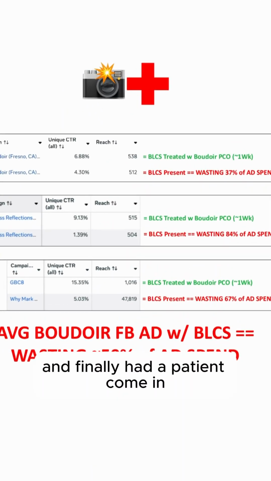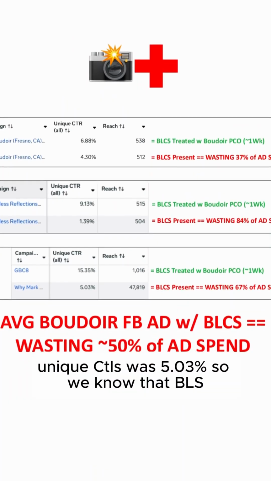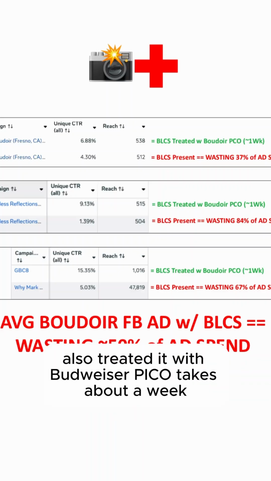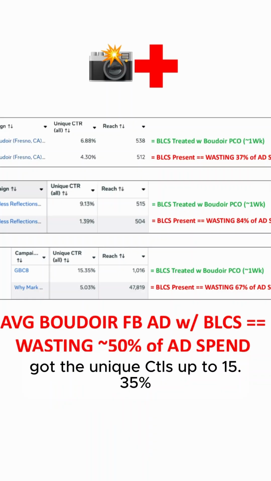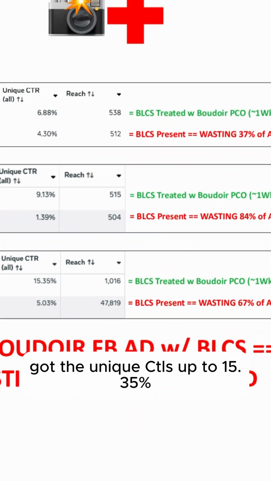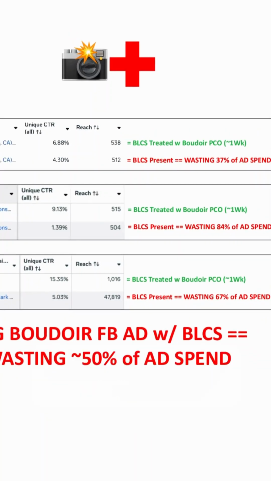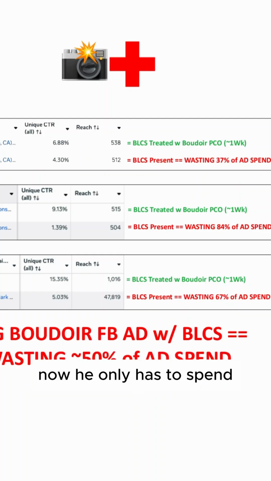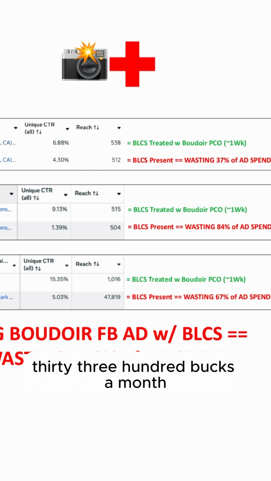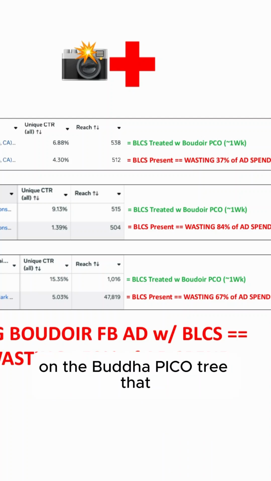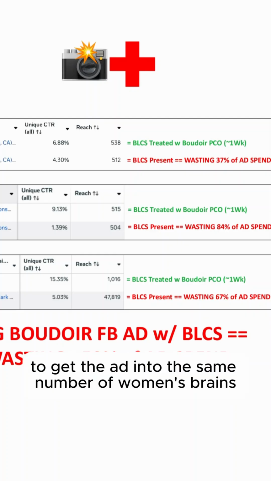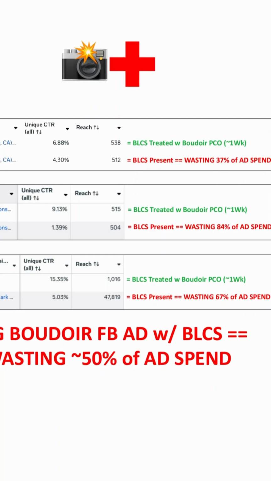Then finally, had a patient come in. Unique CTR was 5.03%, so we know that BLCS was present. Also treated it with boudoir Pico. It takes about a week. Got the unique CTR up to 15.35%. So we found out the original was wasting 67% of ad spend. And as a result, if he was spending 10 grand a month on the original, now he only has to spend 3,300 bucks a month on the boudoir Pico treated ad to get the ad into the same number of women's brains in both scenarios.